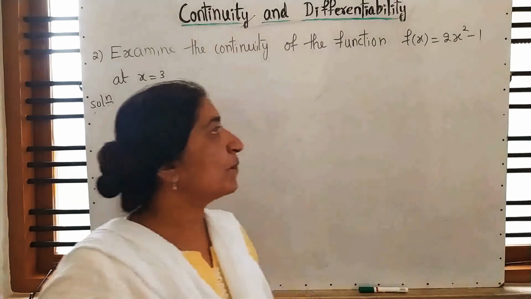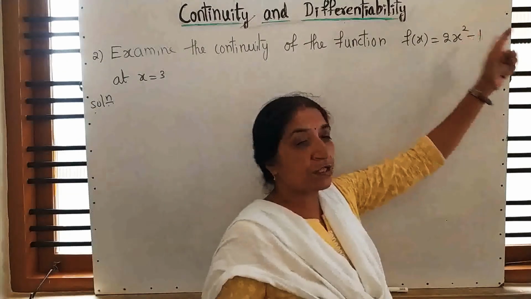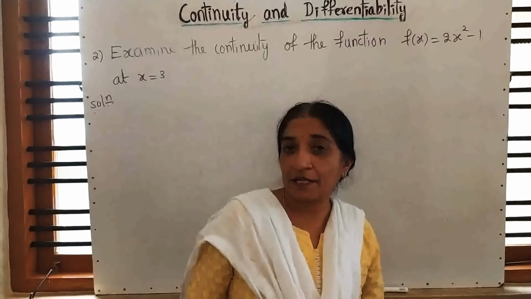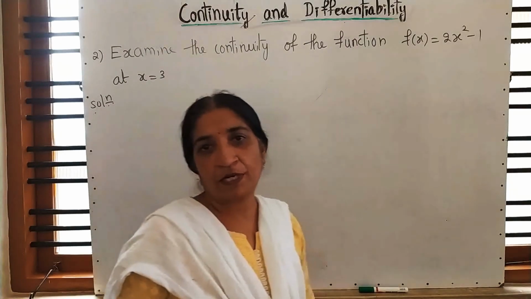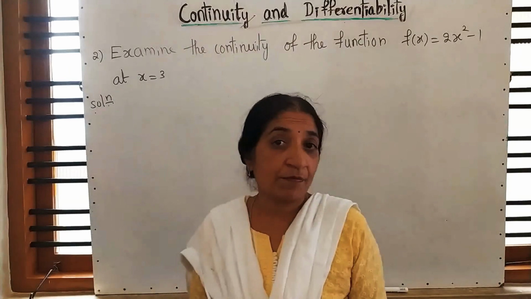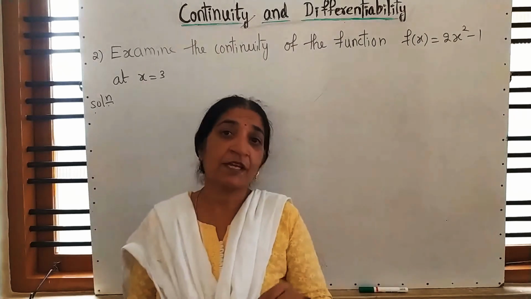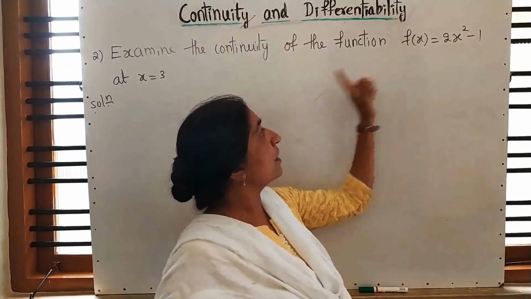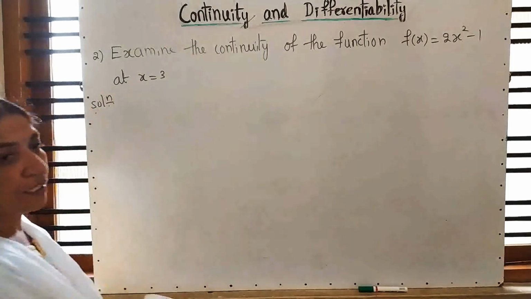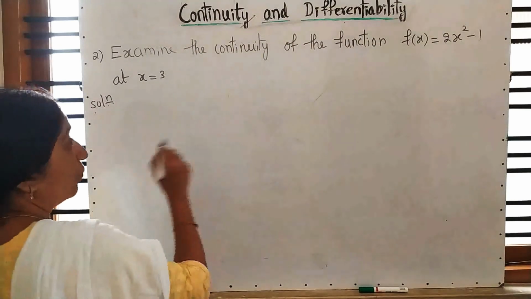Because the function is a polynomial. Power is 2. In particular, it is known as a quadratic, and quadratic is nothing but a polynomial. See, a polynomial function is continuous everywhere. So in particular, it is continuous at x is equal to 3. Is it correct or what? So then what is your answer?